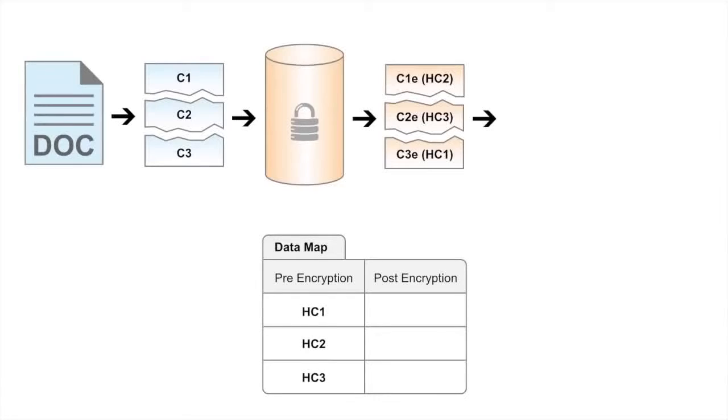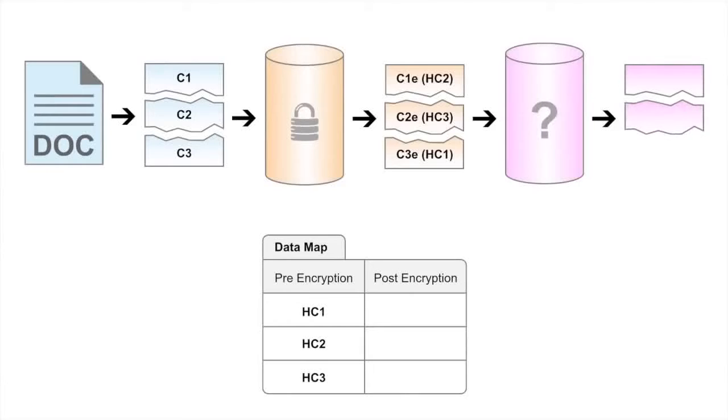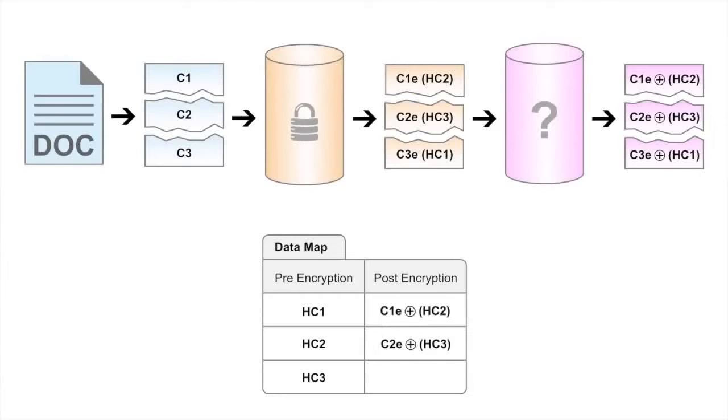The chunks then go through an XOR process, where each chunk is obfuscated by XORing it against the hash of other chunks. So C1 encrypted is XORed with the hash of C2 and the hash of C3. C2 encrypted is XORed with the hash of C3 and the hash of C1. And C3 encrypted is XORed with the hash of C1 and C2. A hash is then taken of the obfuscated chunks and written into the post-encryption list in the data map.